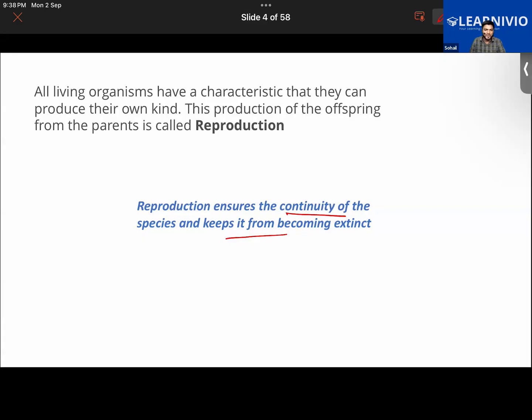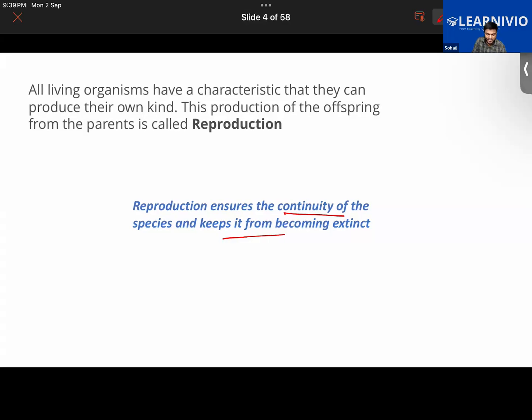As we know, for a given organism, the processes that keep it alive are nutrition, digestion, absorption, assimilation, excretion, blood circulation, pumping of the heart, proper functioning of the different organs of the body. That is sufficient for a living organism to stay alive. But for the species of that organism, the same kind of organism, to continue to exist on Earth, it is important that their number multiplies, their number increases. Isn't it, Abu Bakr? So that is why reproduction is important. It ensures the continuity of the species and keeps it from becoming extinct.